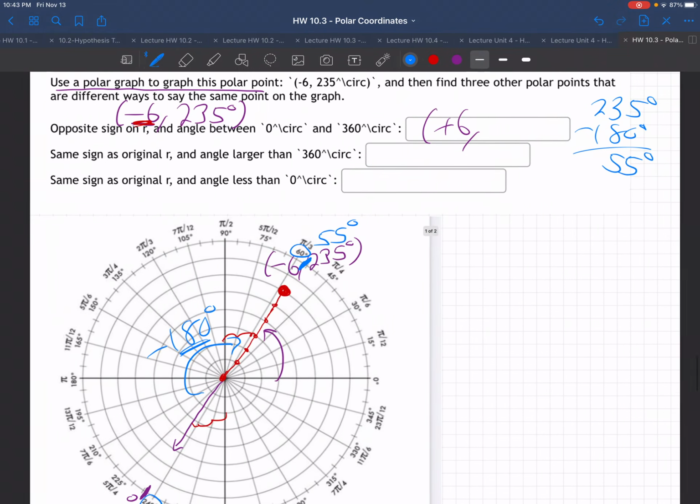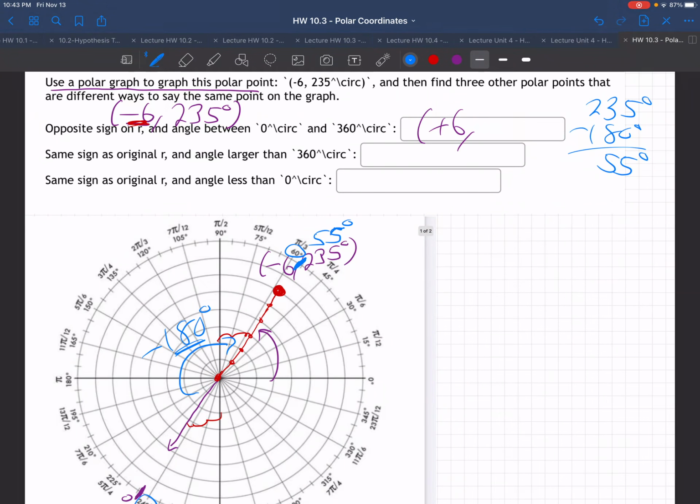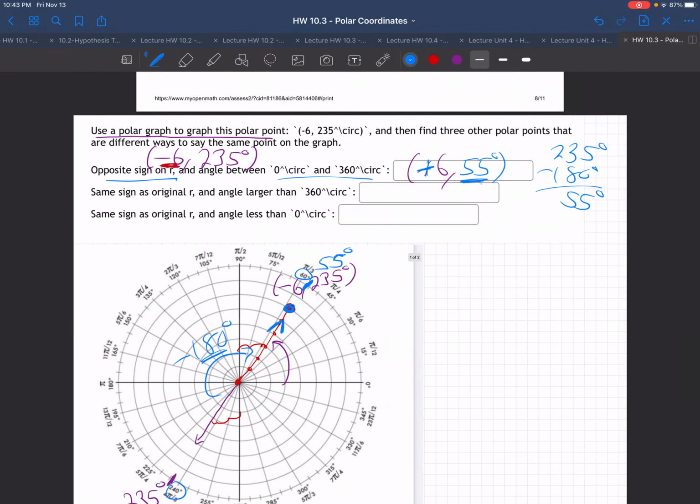That's right, 55 degrees. So that means if you aim the cannon at 55 degrees, it'll face that direction, and then you shoot +6, you'll land the cannonball in the same exact spot. That's another way to say the same spot: to land the cannonball in exactly the same spot with the opposite sign on R and an angle between 0 and 360. Now they want us to do it a third way.